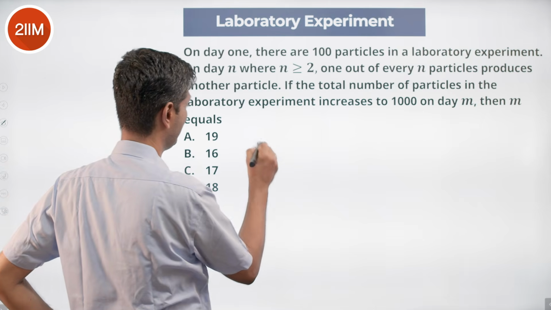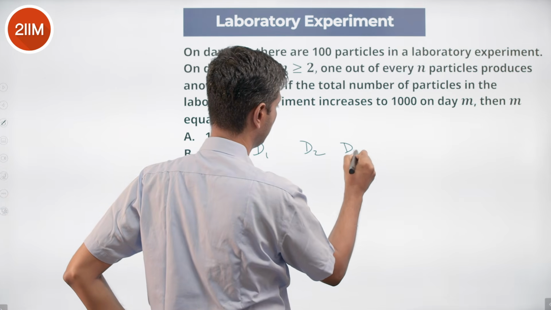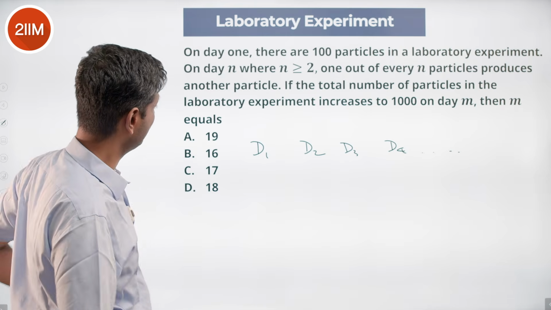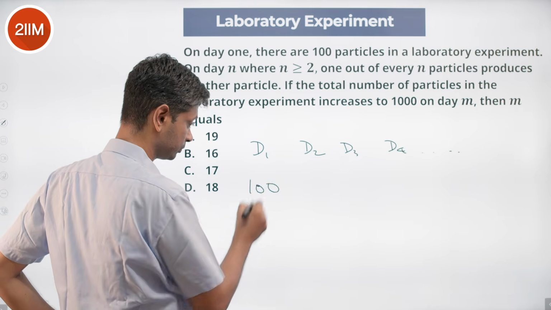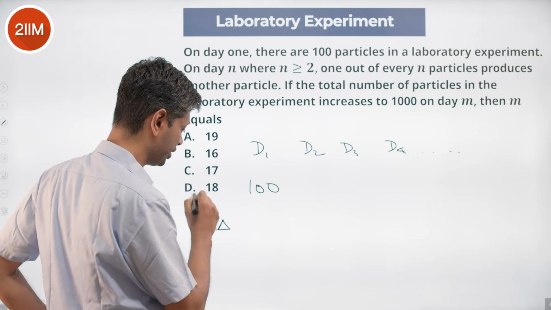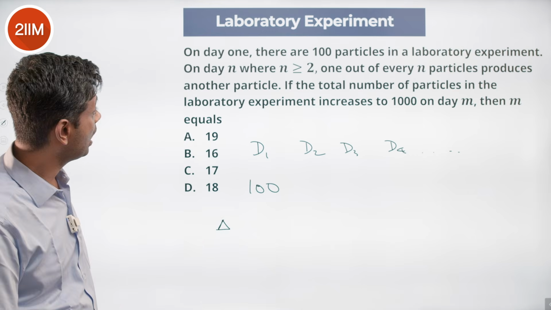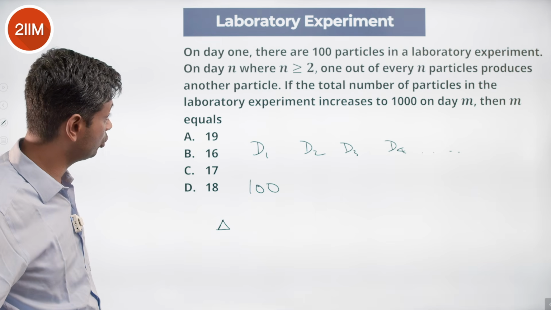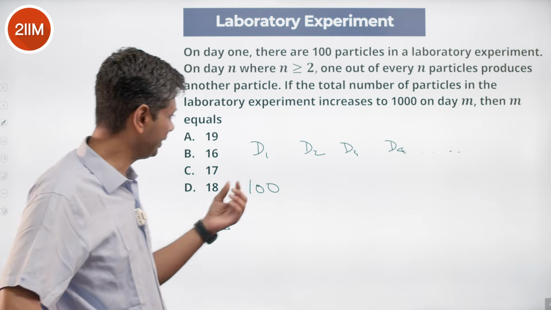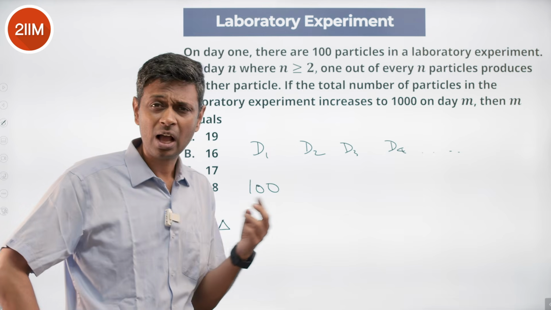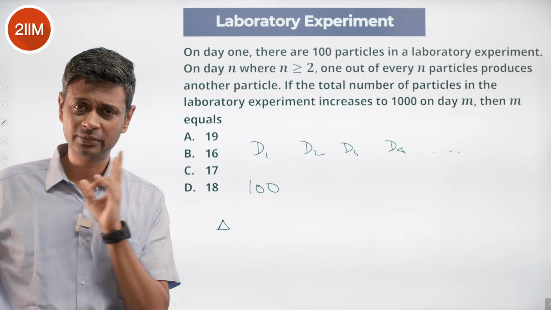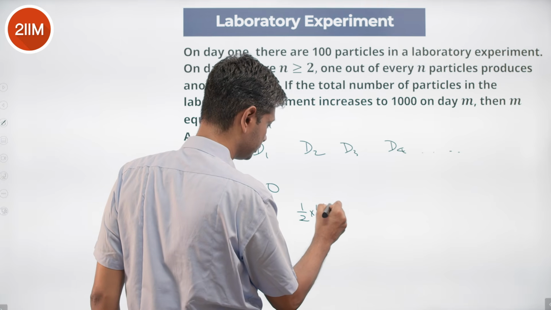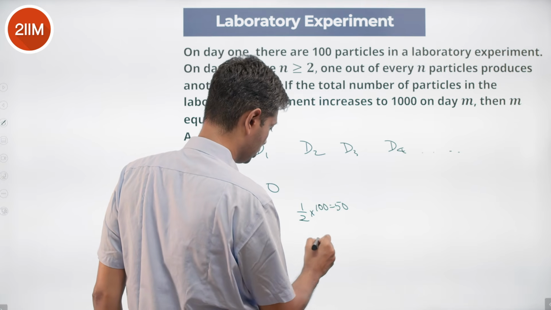Nice. This day 1, day 2, day 3, day 4, day m. And on day 1 there are 100. What are the additions that happen? On day 2, 1 out of every 2 particles produces another particle. So on day 2, 100 to start with, half of 100 gets added. Half into 100, 50 get added. We'll have 150.